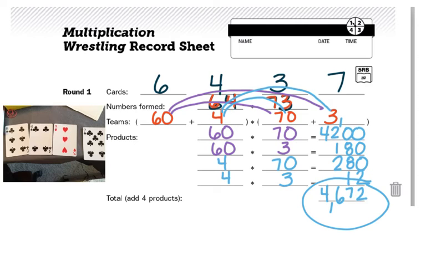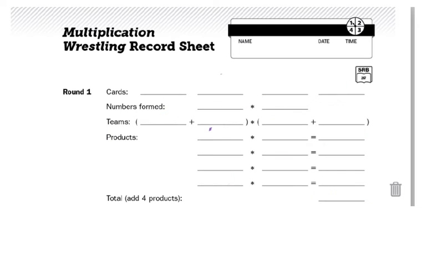Let's try one more hand. Let's imagine I had a 5, a 9, a 2, and a 6. Go ahead and write this on your sheet.